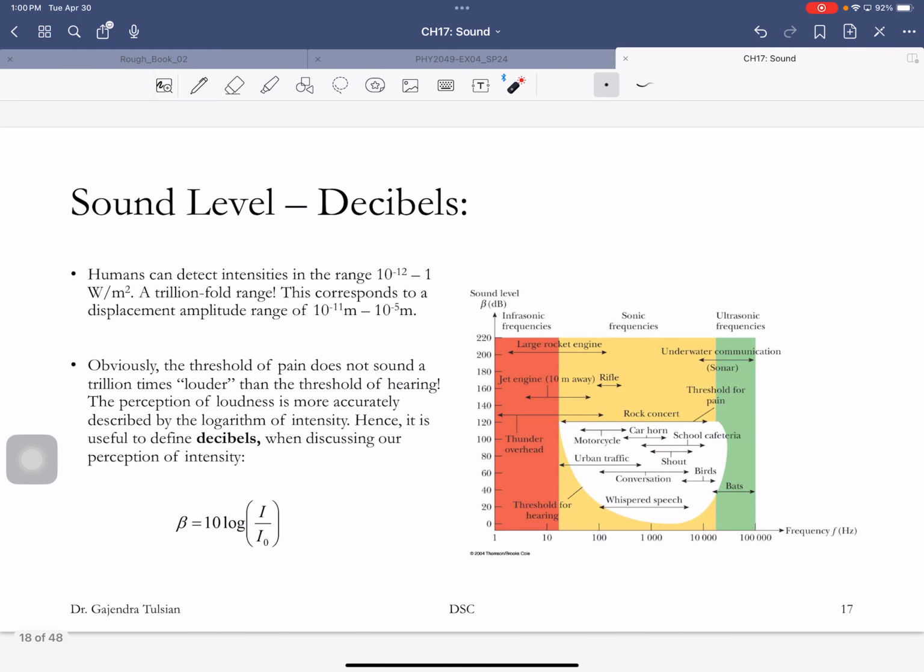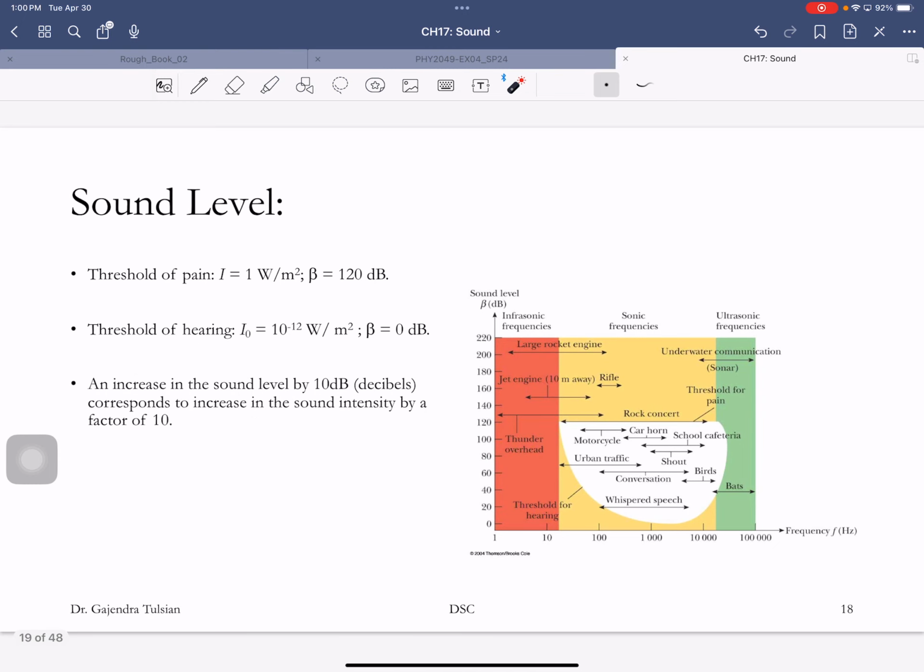And the threshold of pain would correspond to 1 watt per meter squared. This is 10 to the minus 12, so that becomes 10 to the 12. The logarithm of that is 12. 12 times 10 is 120. Okay, the threshold of pain is 120 decibels. That sound would hurt.